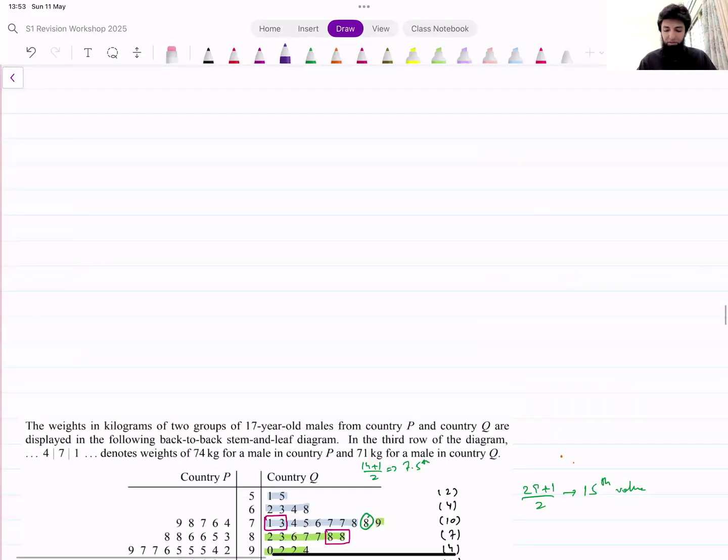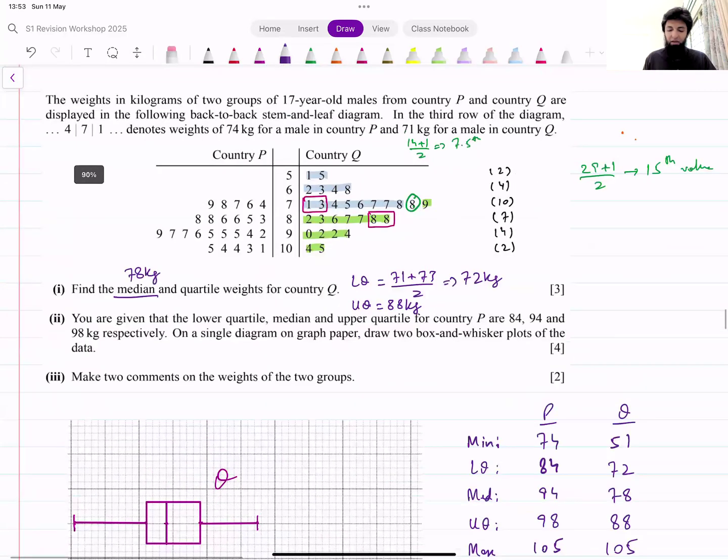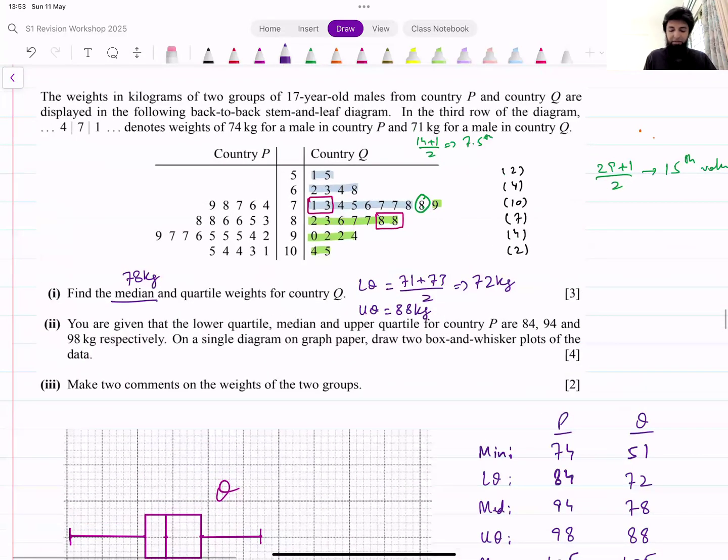Sometimes you have to draw 2 box and whisker plots in the same diagram. This is the same example that we saw above, in which we had the stem and leaf diagram given. But now, let's say we had to draw a box and whisker plot for this. Firstly, they want us to find the median from this and the quartiles, that means lower quartile and upper quartile. I told you how to do that.